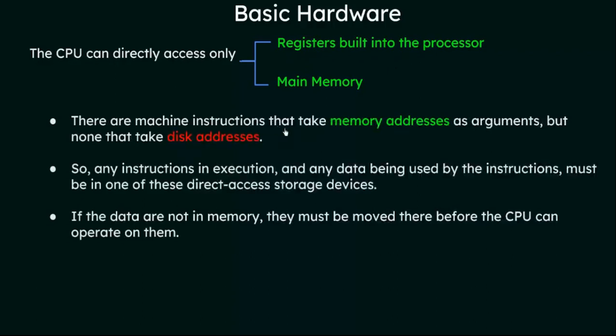Now, there are machine instructions that take memory addresses as arguments, but none that take disk addresses. So the machine instructions which are used for executing operations will take memory addresses as arguments. When we say memory addresses, remember that it refers to the address of the data that is present in the main memory or the registers, and it will never take disk addresses as arguments. So what do we mean by disk?